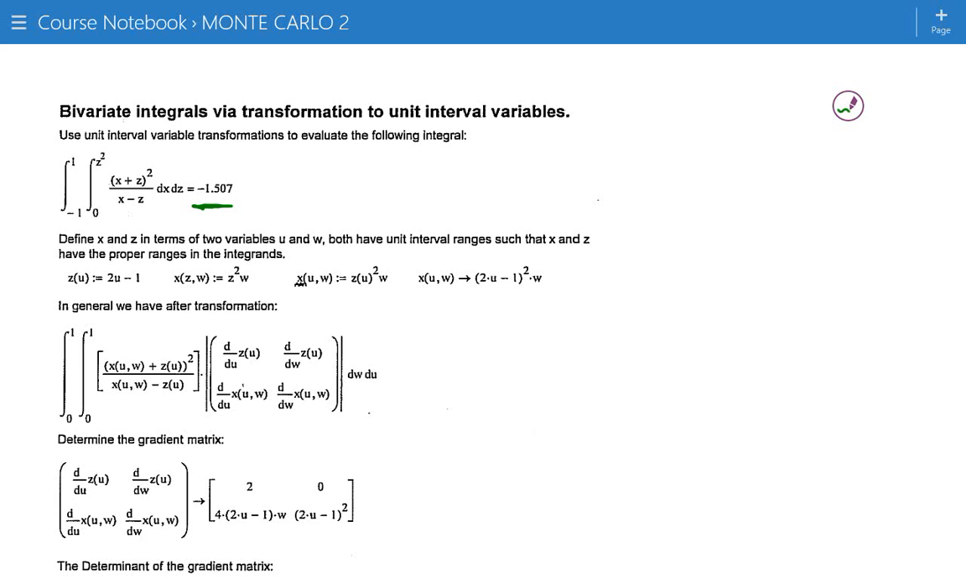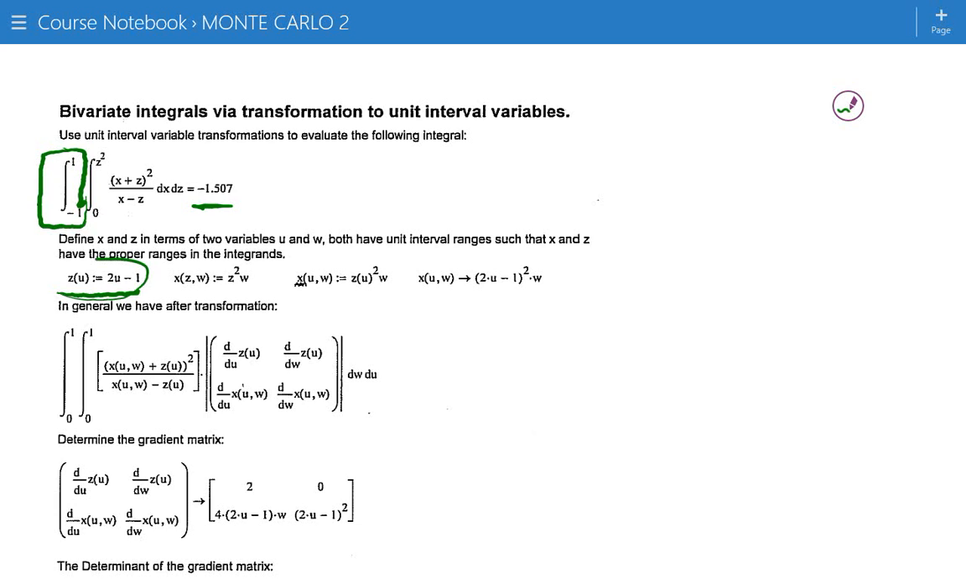So instead, I'm going to take my x and my z, and in terms of two variables, u and w, both having unit interval ranges, we will create these functions. So the first one is I'm going to say z is equal to 2u minus 1. Now notice z needs to be able to go from negative 1 to 1. Right? So indeed that's the case.